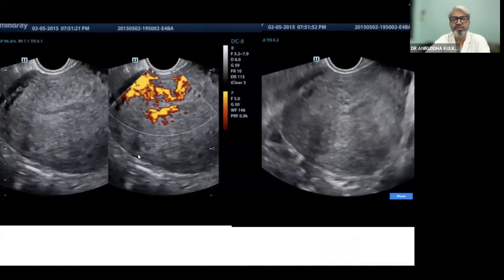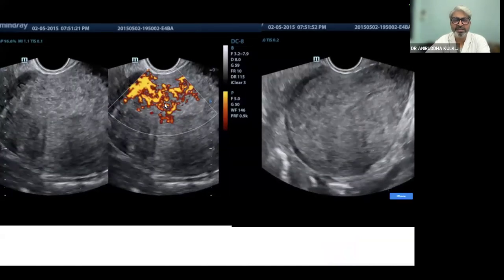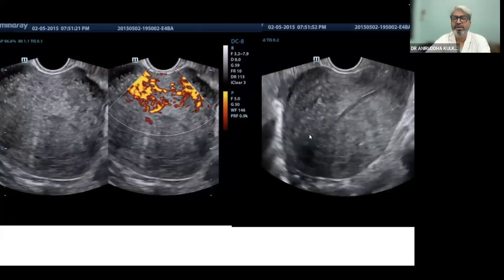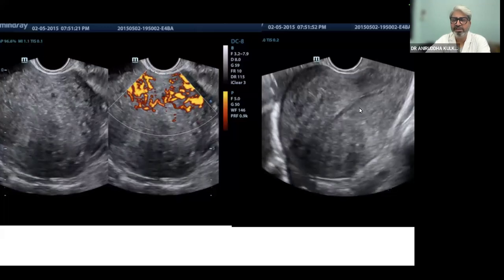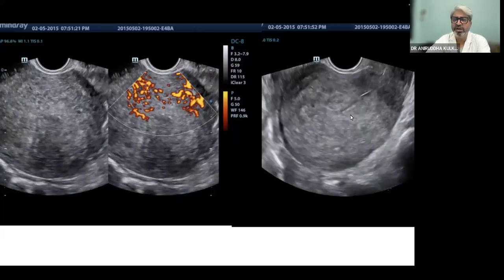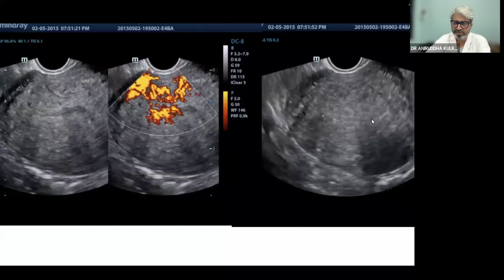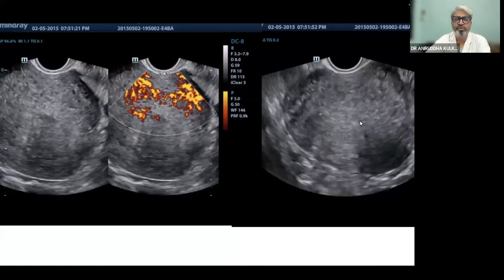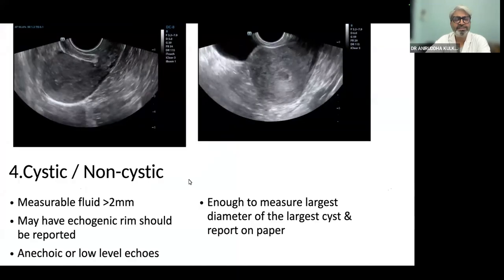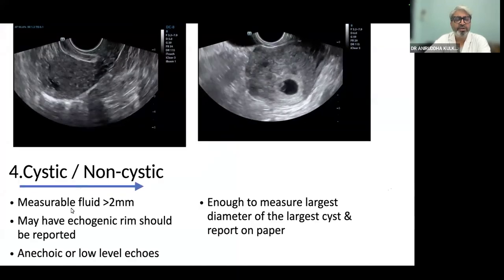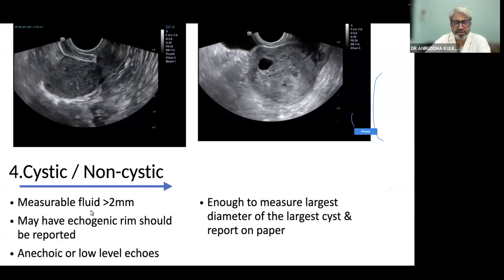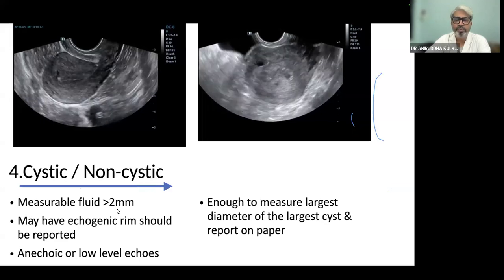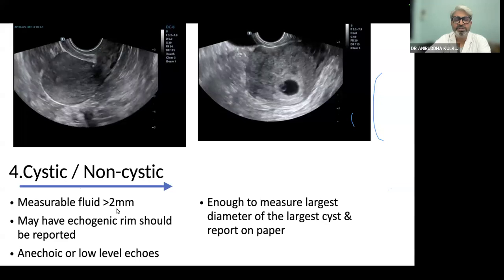Now, in this patient, you can see that there is intralesional branching kind of vascularity, and you can see that indistinct endomyometrial junction zone and a thinned out endometrial echocomplex, with a mottled appearance and heterogeneity in terms of wall echotexture. The next one is the cystic or non-cystic variant. So measurable fluid of more than 2 millimeter needs to be stated.